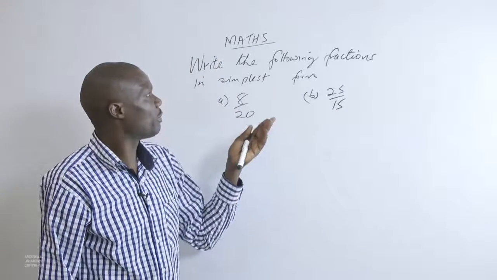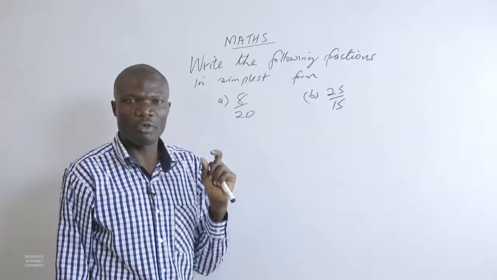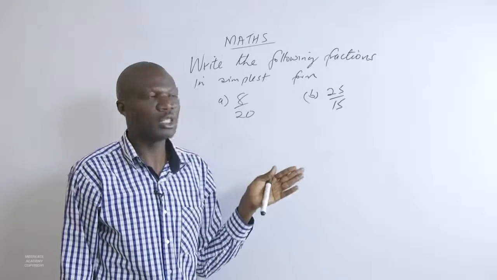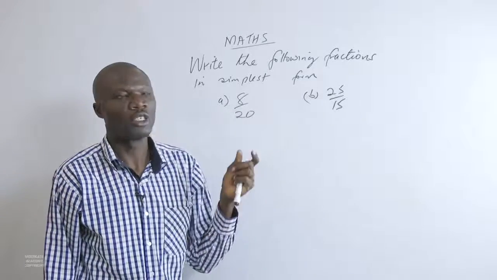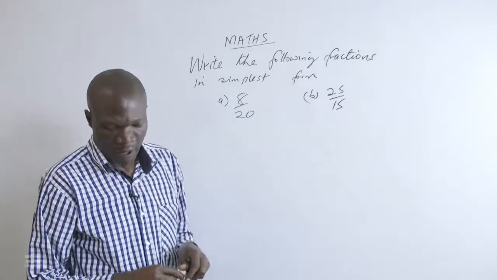Write the following fractions in simplest form. The fractions are 8 over 20, and another one is 25 over 15.